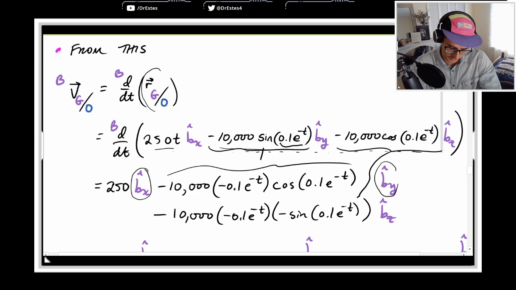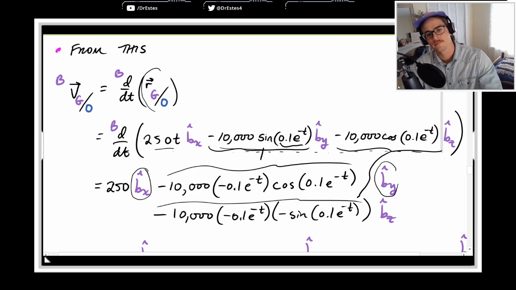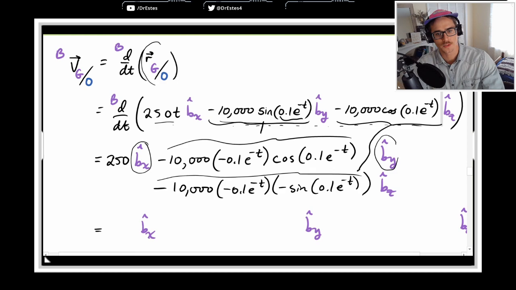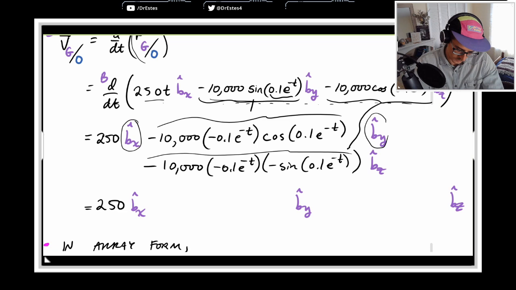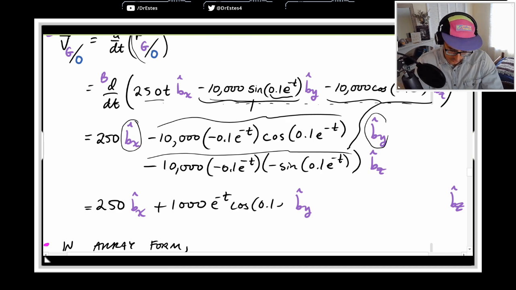So here's the derivative of that piece. And now we'll just simplify this out a little bit. So I have 250 bx. If you take 0.1 times 10,000, well, that's a tenth, so it just becomes 1,000. This is now positive 1,000 e to the minus t cosine 0.1 e to the minus t. And then this next term has 3 negatives, so it still comes out negative.